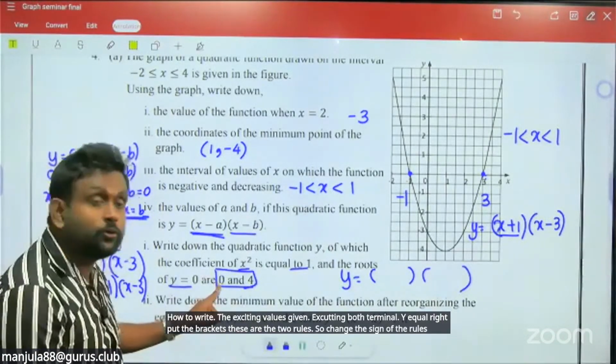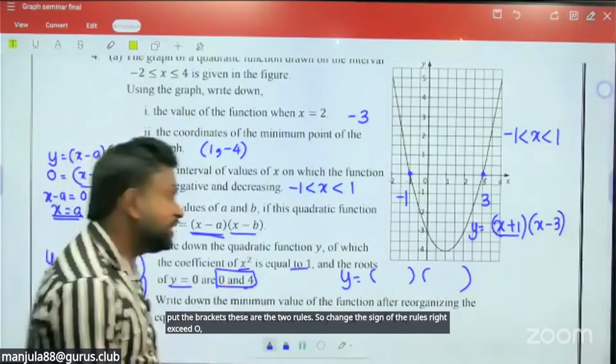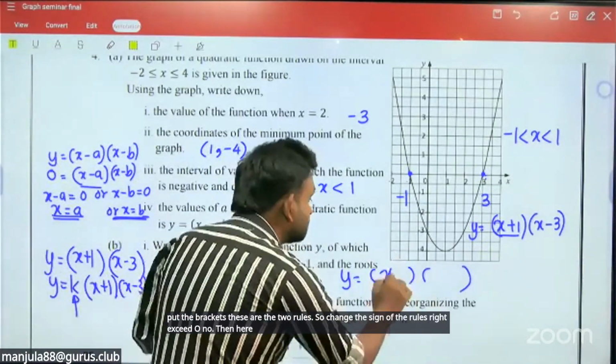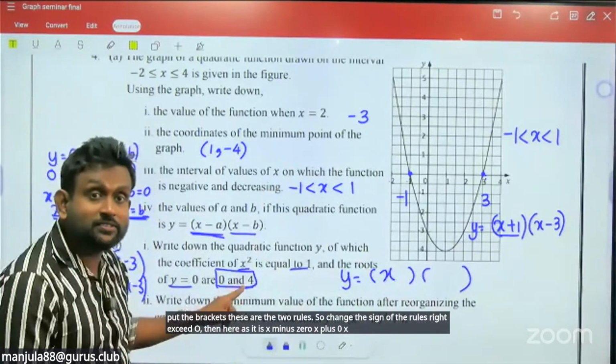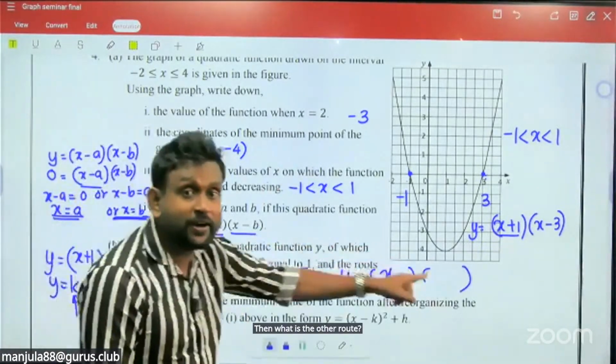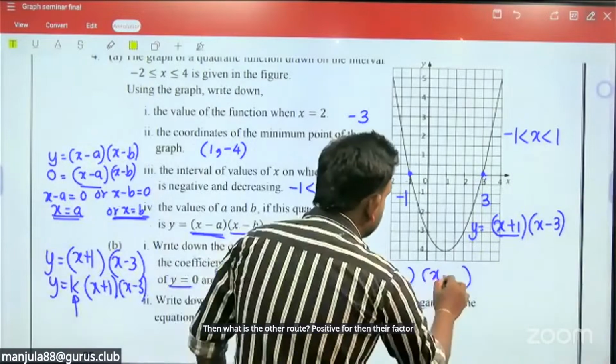Right? x minus 0, x plus 0, x. Then what is the other root? x is positive 4. Then the factor should be x minus 4.